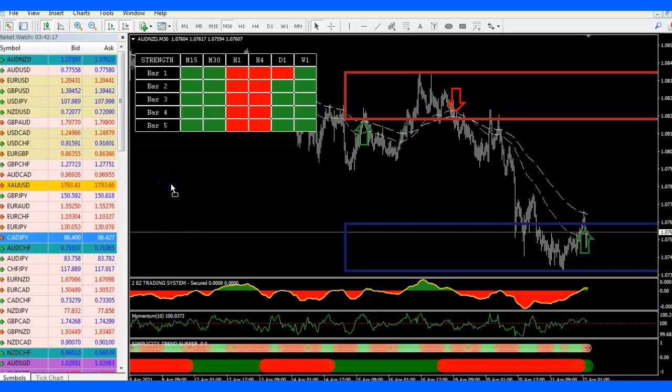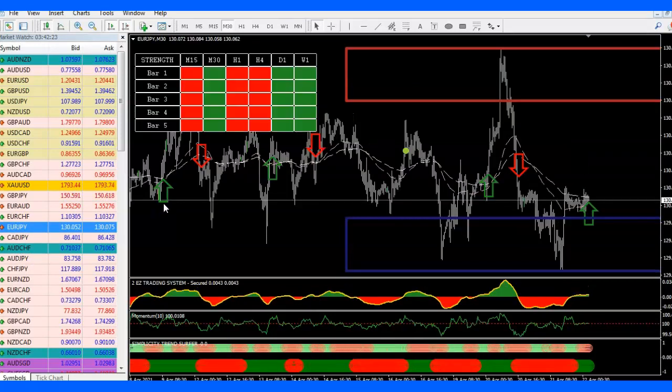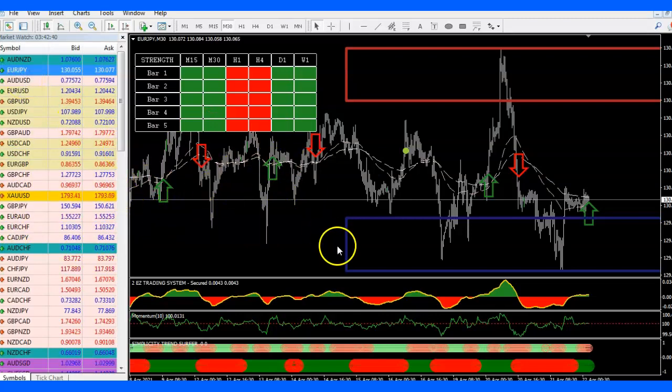Okay, CAD/JPY. No good. Scanning real quick. This one, it's in the right position. Everything is correct, but let's wait. Let's see how it looks in the morning. Also, it's a good prospect. The only thing I don't like is how choppy it looks, you know, up and down, up and down, up and down. No good. So we'll see what happens from here to the morning. I mean, this is gonna still be here, but we'll see how that looks.